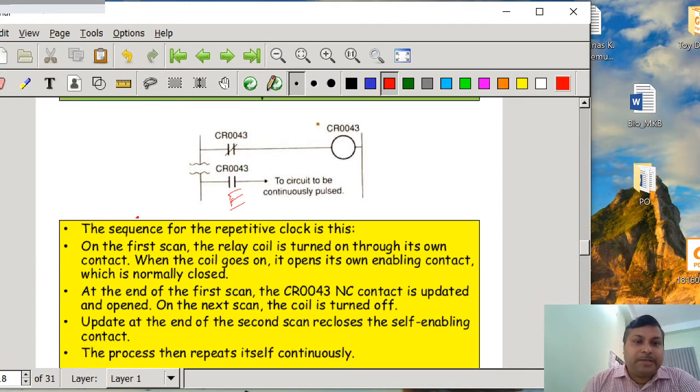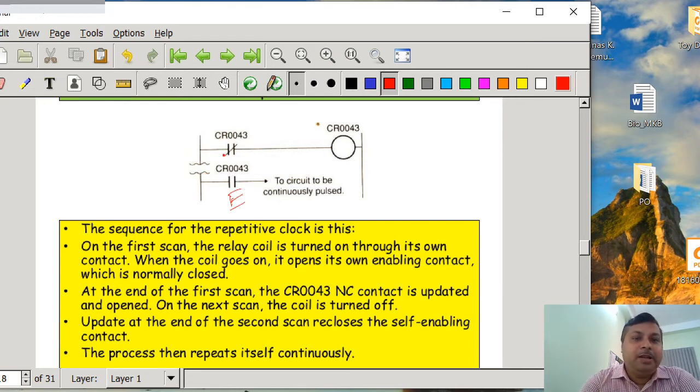Now the sequence for the repetitive clock is this. On the first scan, the relay coil is turned on through its own contact. When the coil goes on, it opens its own enabling contact, which is normally closed. So on the first scan, the PLC will see that CR43 is closed, so CR43 will be energized, and once CR43 is energized, its contact is going to be false. At the end of the first scan, the CR43 NC contact is updated and opened.